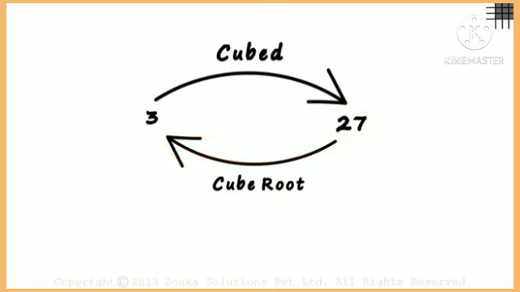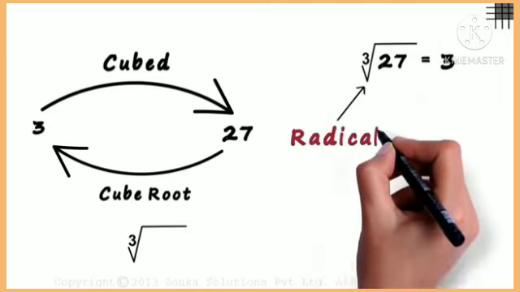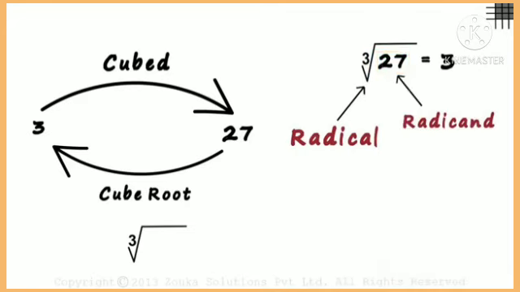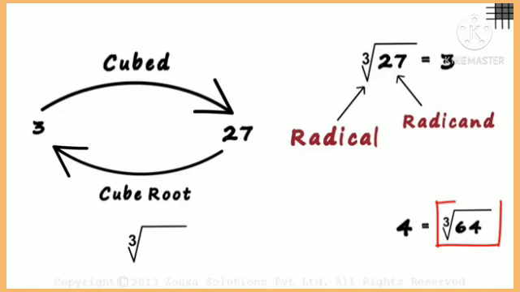Well, this is how the symbol of a cube root looks like. A root sign with a 3 here. So we can say that the cube root of 27 is 3. And as we saw in the square root video, this root sign is called the radical. And the number inside it is called the radicand or the base. Here's a better way to understand the concept of cubes. 4 cubed equals 4 times 4 times 4, which equals 64. We all know this. This 3, when taken to the other side, becomes cube root. Hence, we can say that the cube root of 64 equals 4.